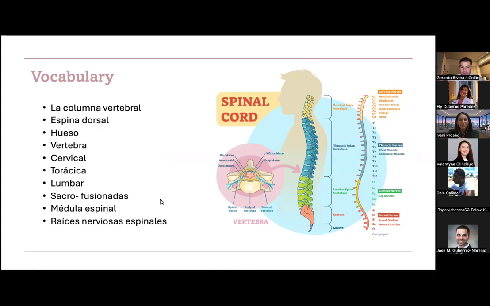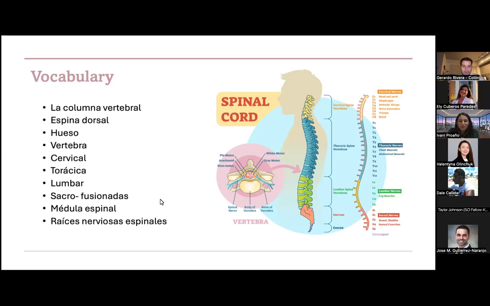Every vertebra is a bone, so it's a hueso, and vertebra is vertebra, and it's divided into four sections, as we know: the cervical, thoracic, lumbar, and sacrum. We have the cervical, región torácica, región lumbar, y el sacro. And the sacrum, we know it's five fused vertebrae, so cinco vértebras fusionadas. And we also house within the spine the spinal cord.